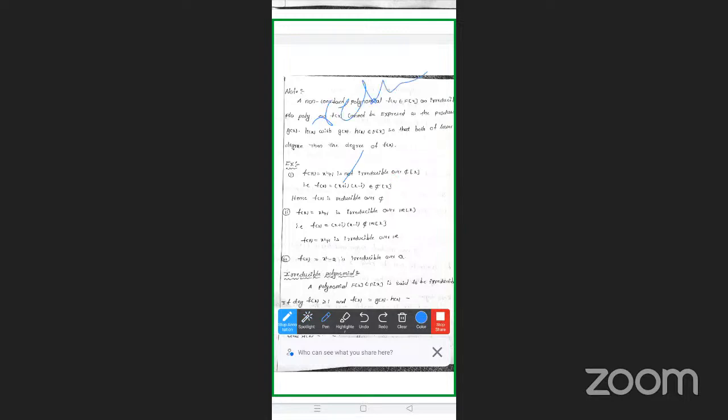So f(x) is a reducible polynomial over C. Hence f(x) is reducible over C. So next example, f(x) = x² + 1 is irreducible over R.